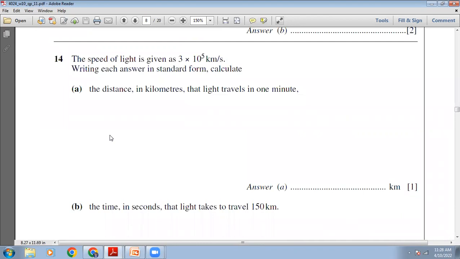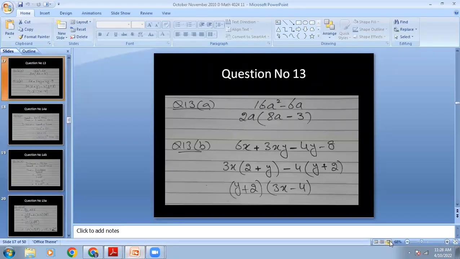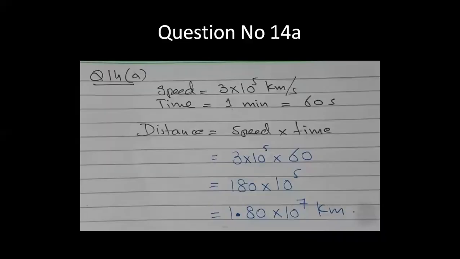The speed of the light is given as 3x per 5 kilometers per second. Writing each answer in the standard form, calculate the distance in kilometers that light travels in 1 minute. You know the distance is equal to speed multiplied by time, but the time unit used in the speed is seconds. So this 1 minute should also be converted into seconds, so that the units are consistent with each other. So speed is 3x per 5 kilometers. The time is 1 minute, which means 60 seconds.